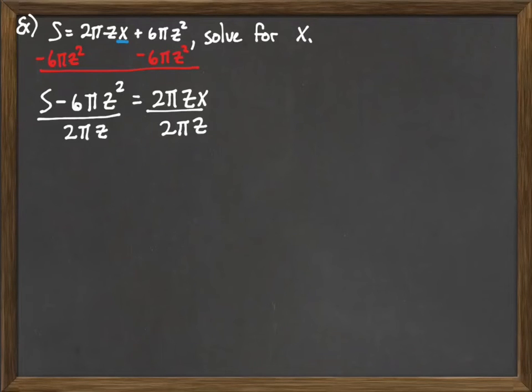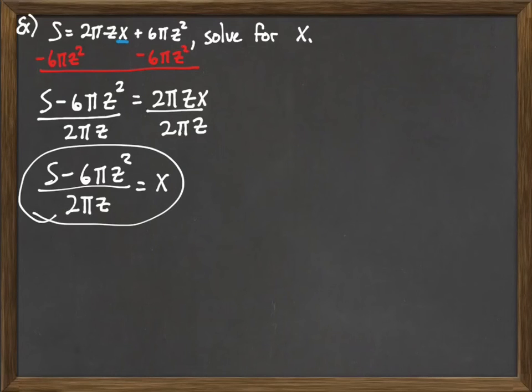Now this just looks downright awful. S minus 6 pi z squared over 2 pi z. Be really careful, you can't cross out the pi's or the z's because the stuff up on top here is being added. So we just leave it as that awful looking mess, and x is by itself. X is by itself, and there's a big old mess on the other side. But we've accomplished our goal, which was getting x by itself.